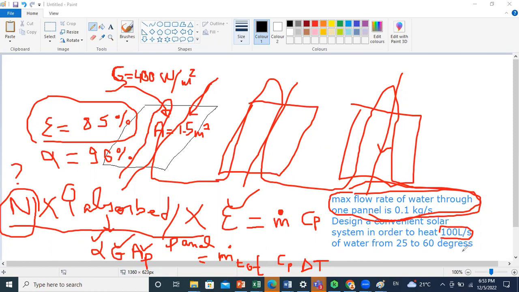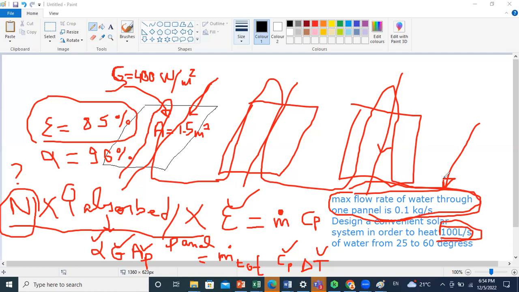We have the total mass flow rate that we want to heat. We have Cp, we have delta T. Okay, then the only unknown is the number of panels to use. Now, let us say we found the number of panels. Sometimes we have some restrictions. For example, this sentence can help us to know if it's possible to have a series connection or parallel.